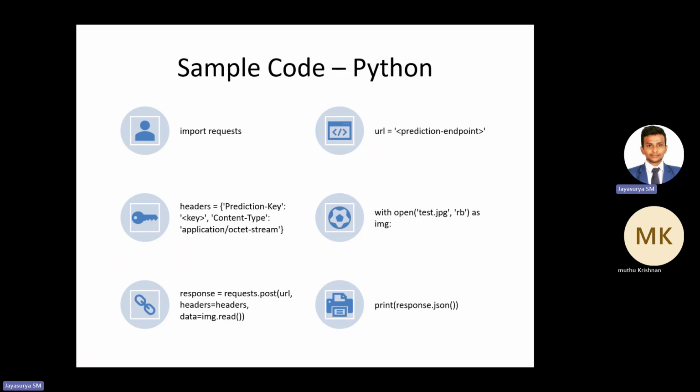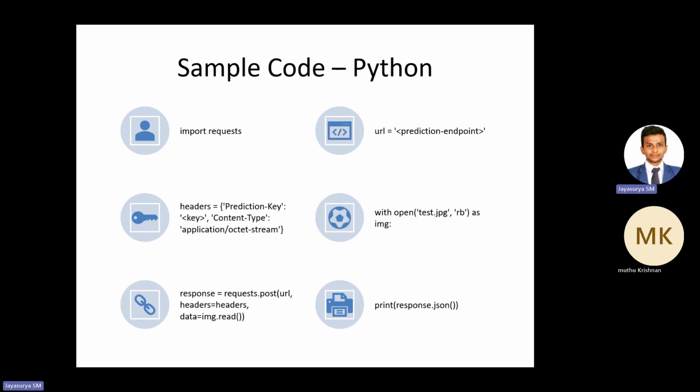And here we have the sample code in Python. So this is the structure. We can understand that we have split it for easy understanding. The first thing is that we'll be importing requests, and we'll be using the prediction endpoint. We'll be having the prediction and the training endpoint. We'll be using the two endpoints.